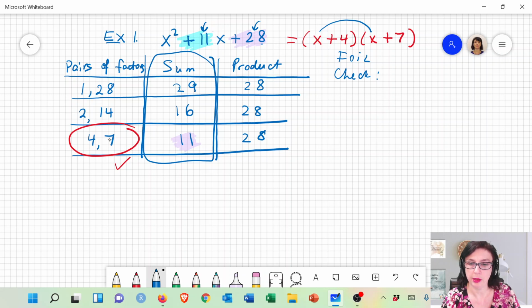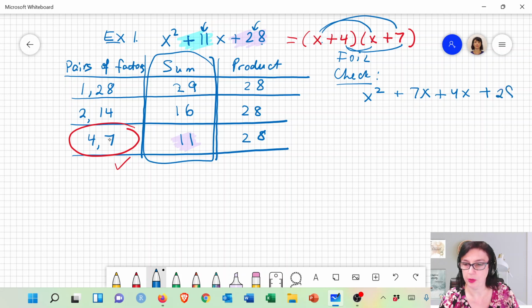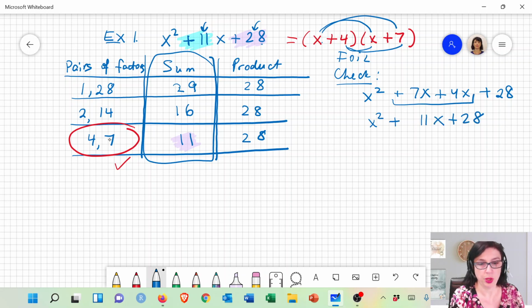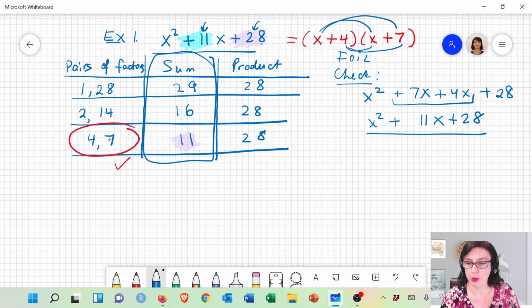outer, inner, last. Okay, so first x times x, that's x squared. That's x times 7, that is 7x. Then 4 times x, that's plus 4x. And plus 4 times 7, that's 28. Okay, so these two are like terms that can be combined, and that gives you 11x plus 28. So this matches that, which means that check, you have factored it correctly.